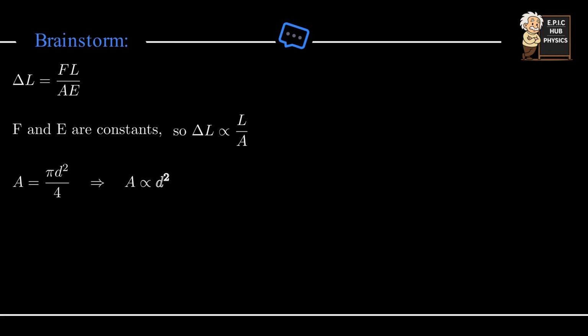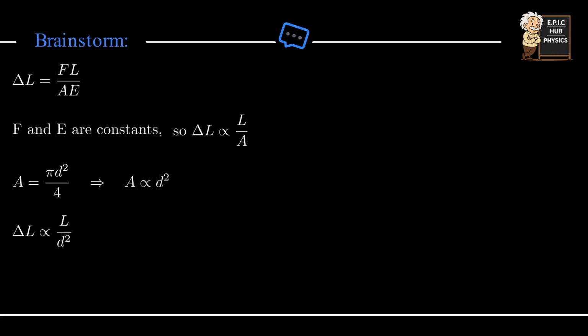We begin with the extension formula. Delta L equals FL divided by AE. In this problem, the same masses are suspended from both wires, so the force F is the same for both wires. Also, the wires are made from the same material, meaning the Young's modulus E is the same. Because F and E are constant, we can say that the extension is proportional to L divided by A. Next, we express the area in terms of the diameter. Since A is proportional to d squared, we substitute this relationship. This gives delta L is proportional to L divided by d squared.